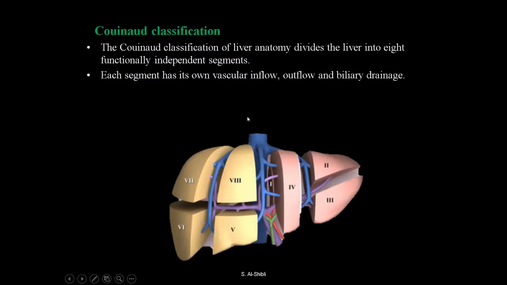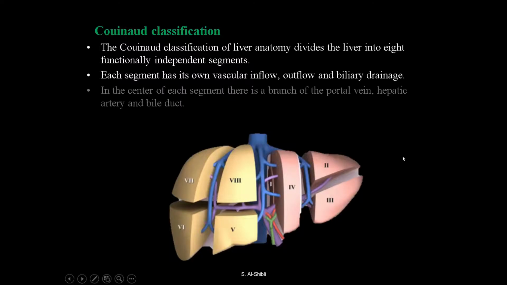In the liver, we have the same. We have 8 functionally independent segments. Each segment has its own vascular inflow and biliary drainage. As you see here, in the center of each segment there is a branch of the portal vein, hepatic artery, and bile duct. So as if we have 10 or 8 small livers in each liver, okay?